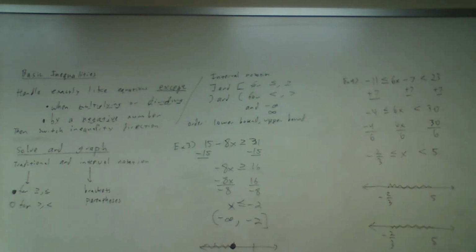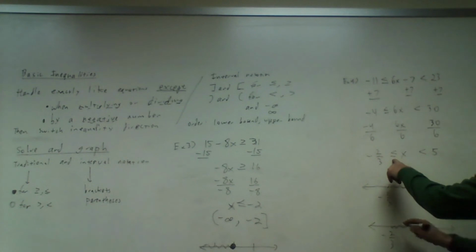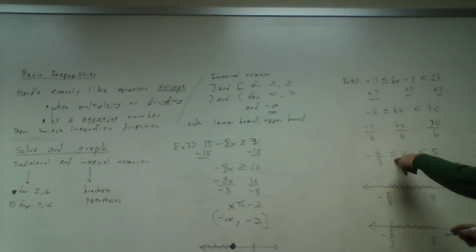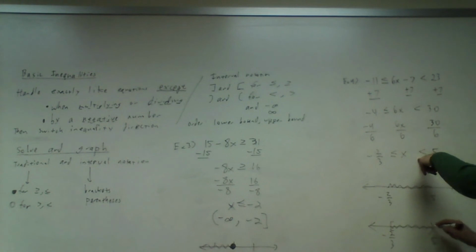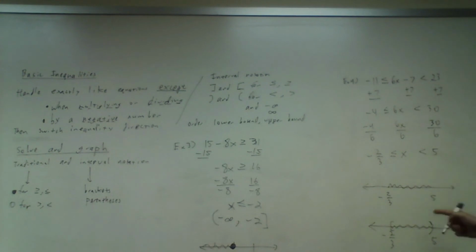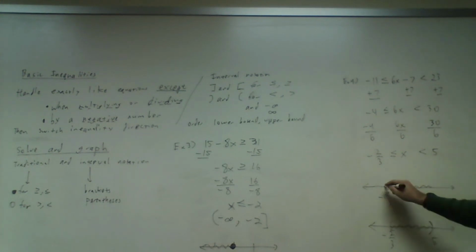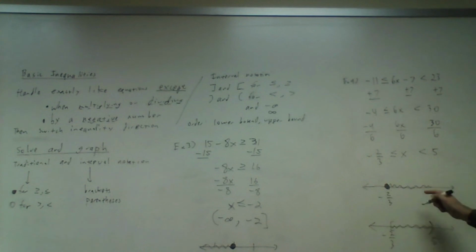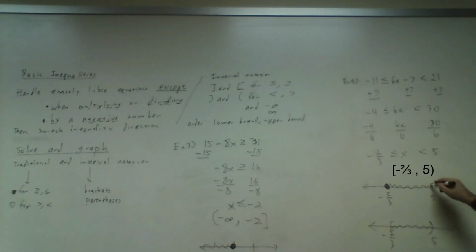In interval notation, you're going to use a bracket for the or equal to, and a parenthesis for the 5. In traditional notation, negative 2/3 is going to get a closed dot because of the or equal to. And 5 is going to get an open dot because it's a strict inequality sign.